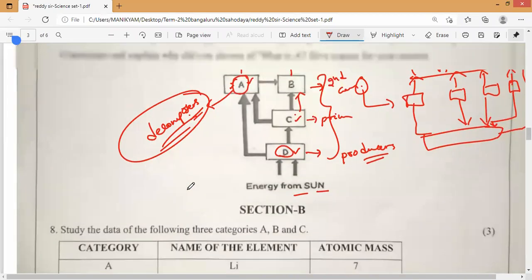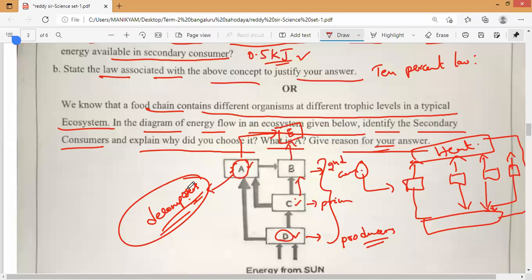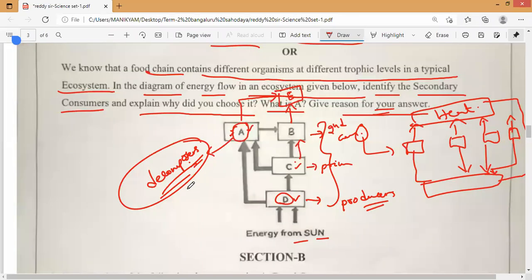The last question. Sir, A is omnivorous, or decomposition. Sir, A will be carnivorous. Carnivorous means only eating the primary consumers. Yes or no? That is only carnivorous.